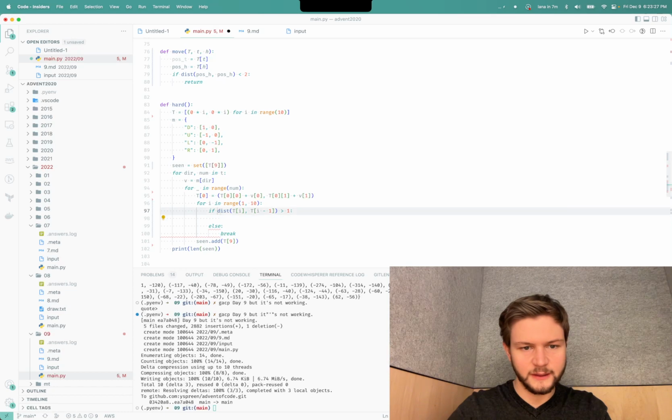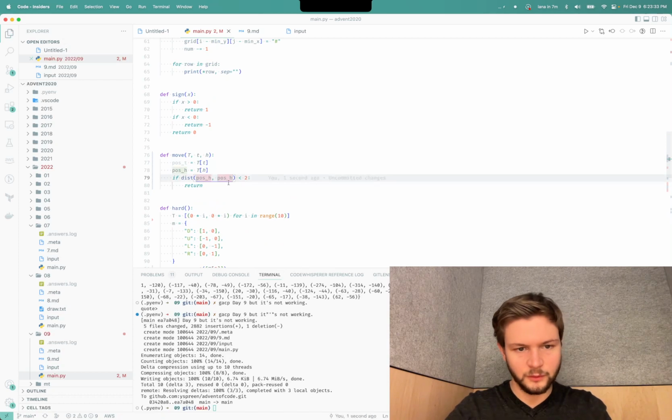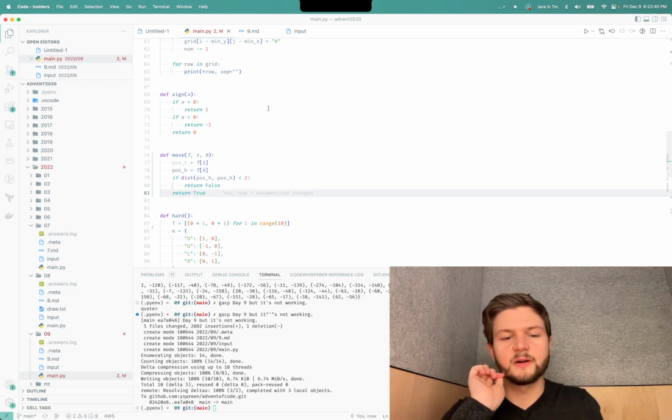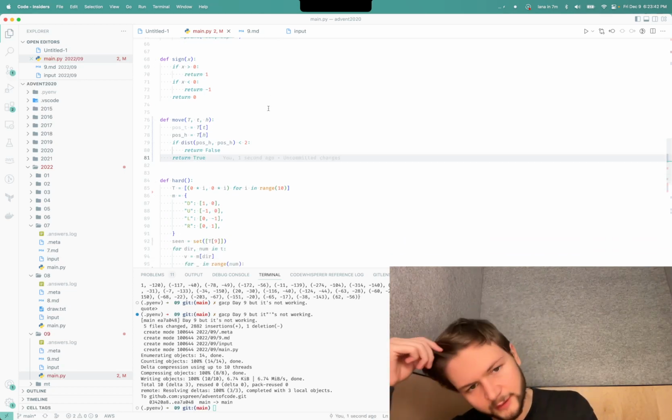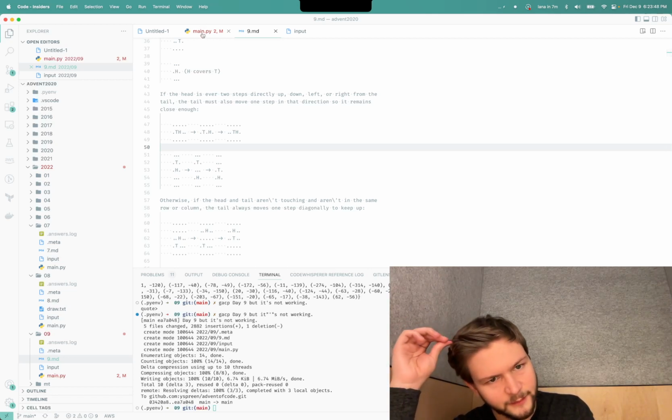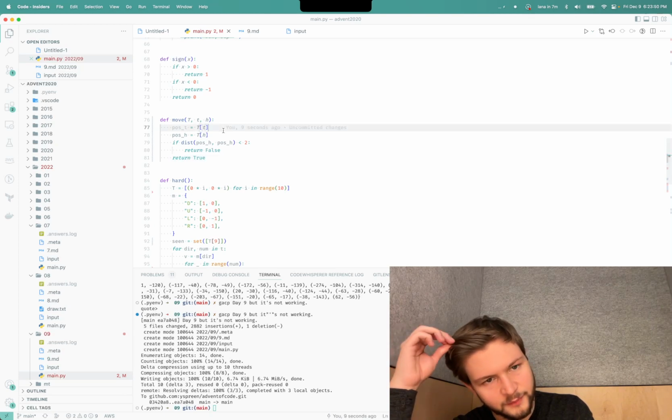I guess we could call this if not move break. Return false. Return true if the distance is smaller than 2, right? Because if it's just 1, then that's fine. Okay.